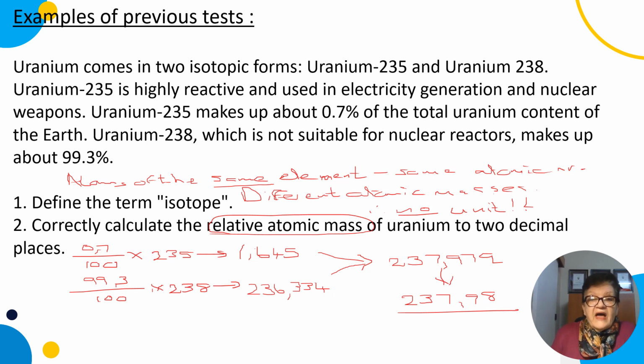236.334. If you now add these two numbers, you get a value of 237.979, and the question says to 2 decimal places. So the third decimal number is bigger than 5, so it makes the second decimal place 1 bigger, so it becomes 237.98. And then the question said relative atomic mass. So remember, if it says relative atomic mass, no unit, just the number. Right.